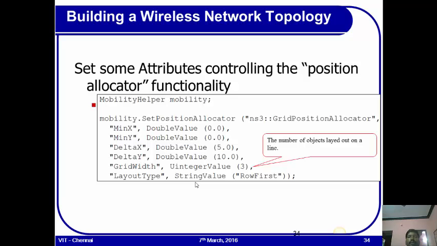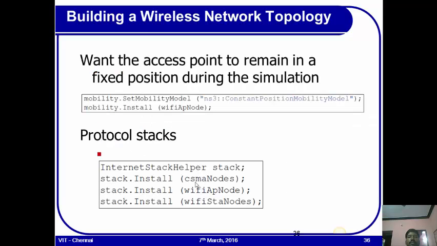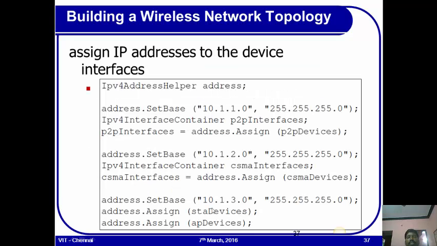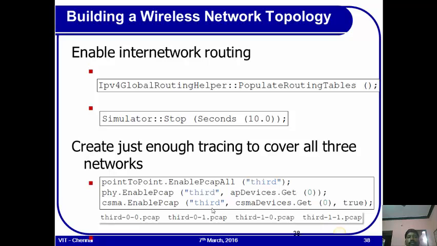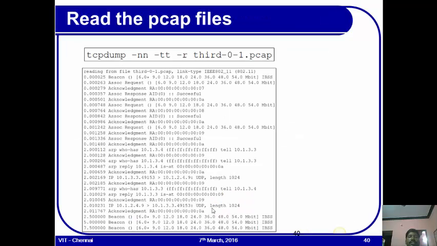Setting the configuration for mobility: since it's a Wi-Fi mobility node, a mobility model must be bundled. So installing CSMA nodes, Wi-Fi stations, setting IP addresses, configuring the IP for global routing, trace all, running the simulation.